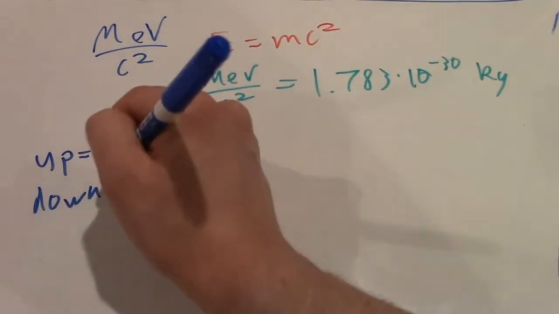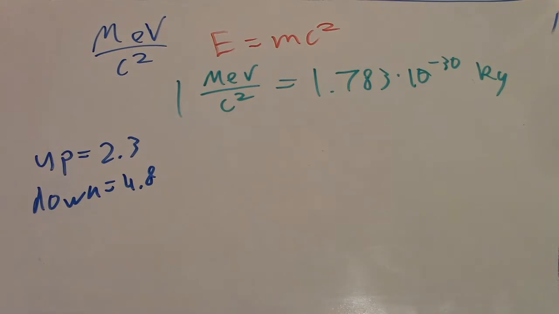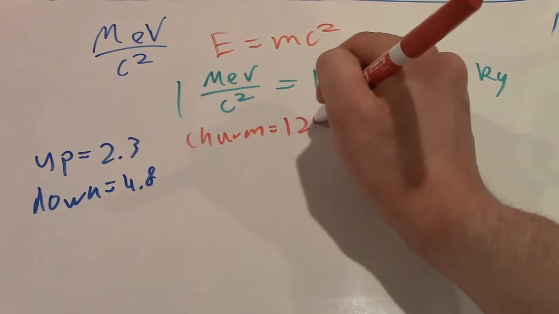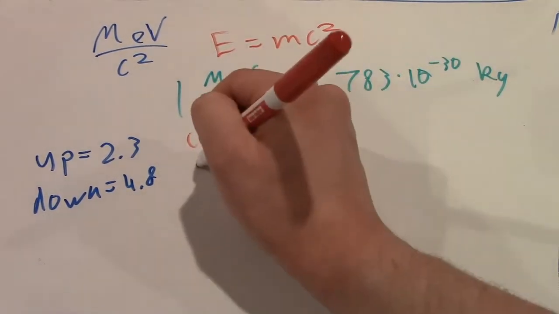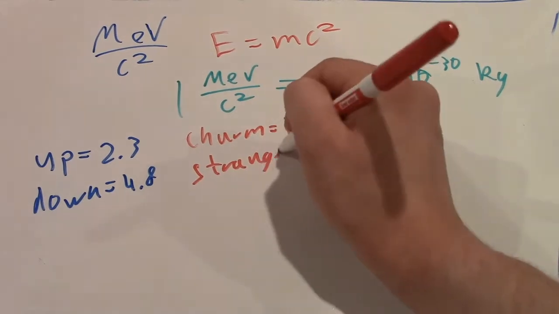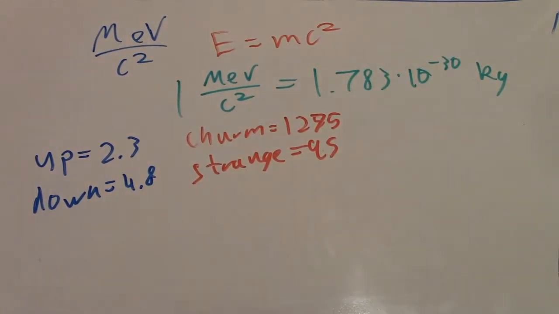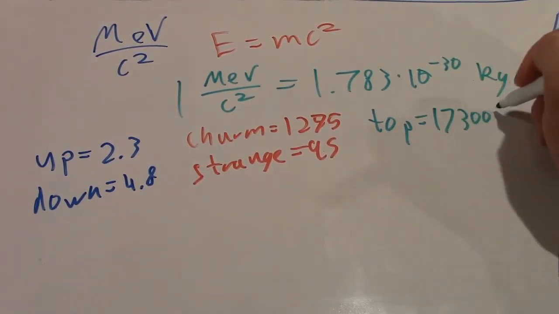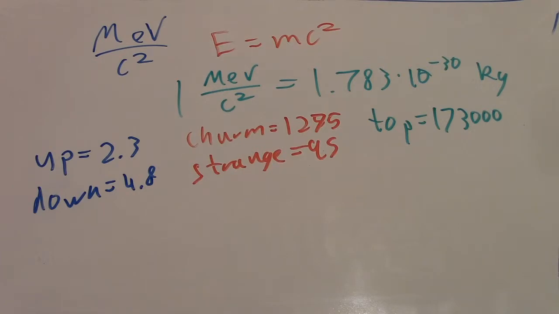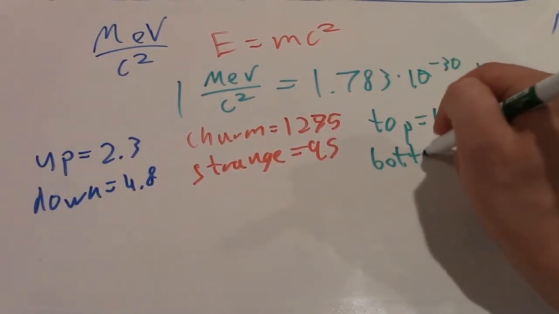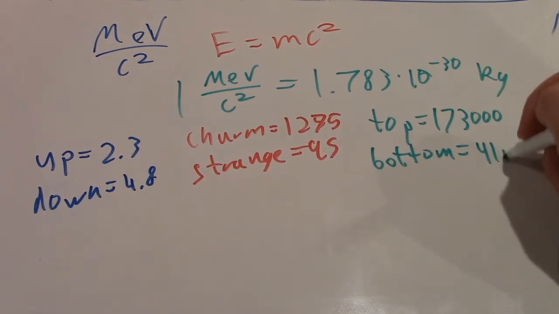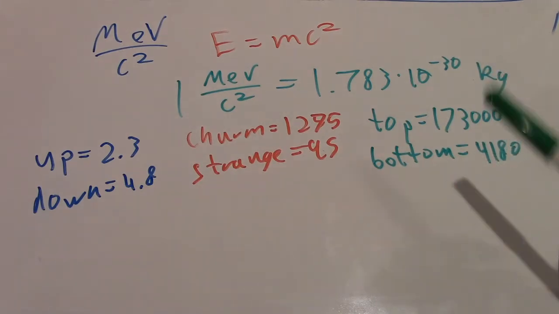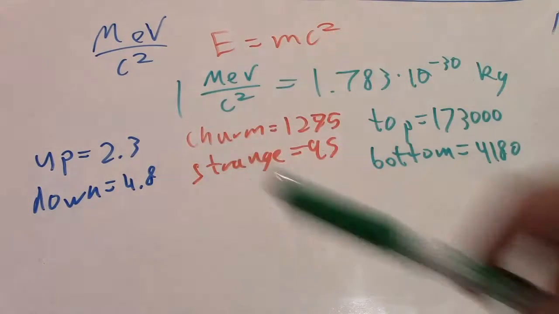The down quark is at 4.8. The charm quark is at 1,275, and the strange quark is at 95. The top quark has a mass of 173,000 mega electron volts per the speed of light squared, and the bottom quark is at 4,180. So as you can see, these 4 quarks have a comparatively large mass compared to the up and down quarks.